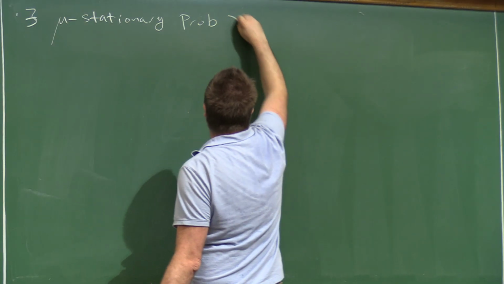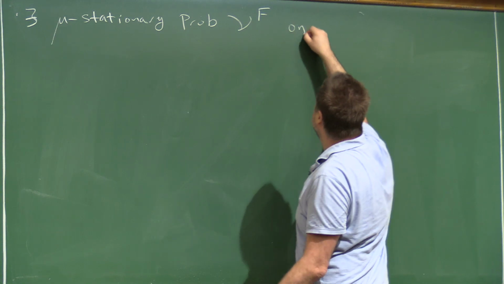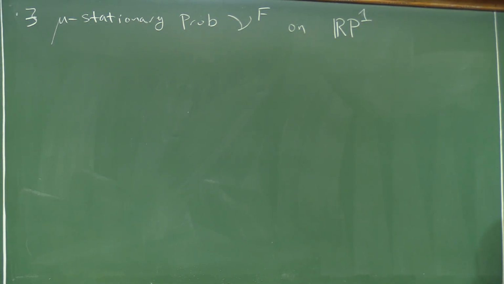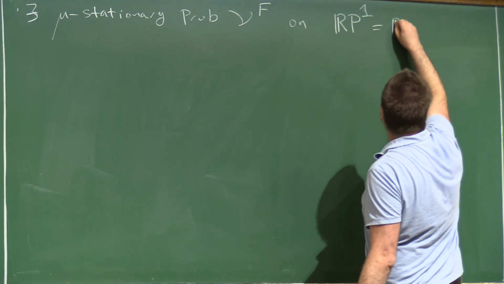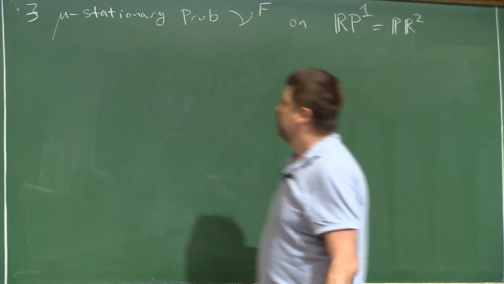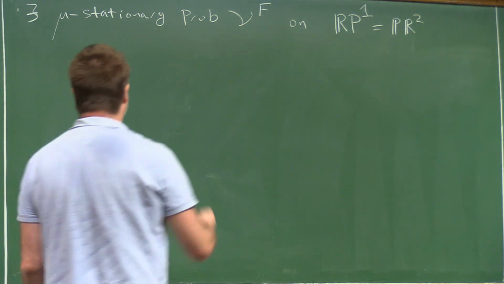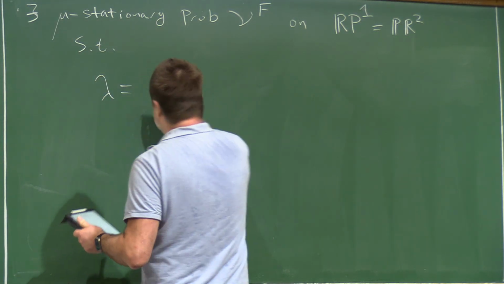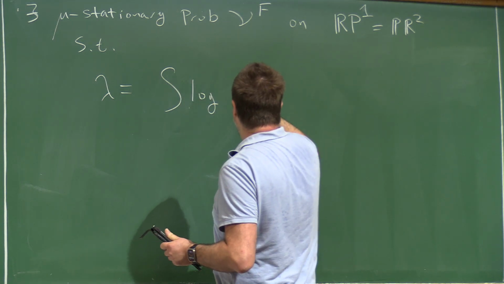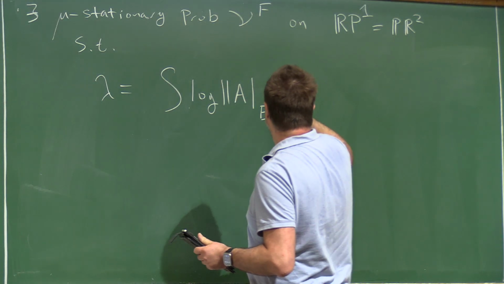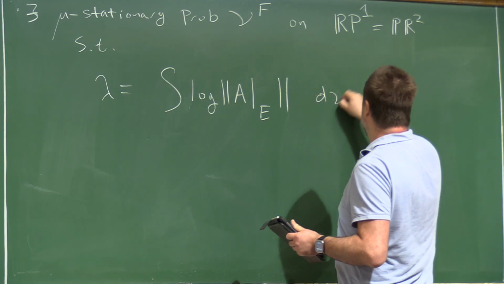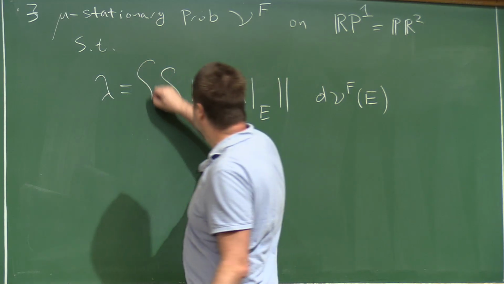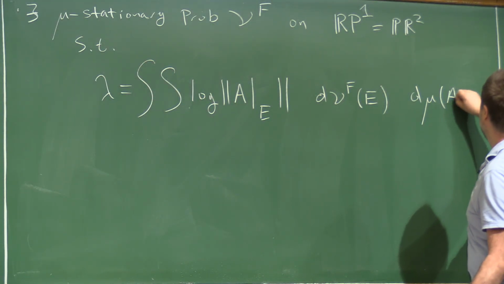probability measure, I'll call it nu superscript F, on RP^1. So RP^1 is the space of lines in R^2. So this is the projectivization of R^2 with the following property. Okay. That sees the Lyapunov exponent. So lambda is the integral of log of the norm of A restricted to E, d nu^F of E. So let me just write it down and then say some words about it. And then I need one more integral here, which is d mu of A.